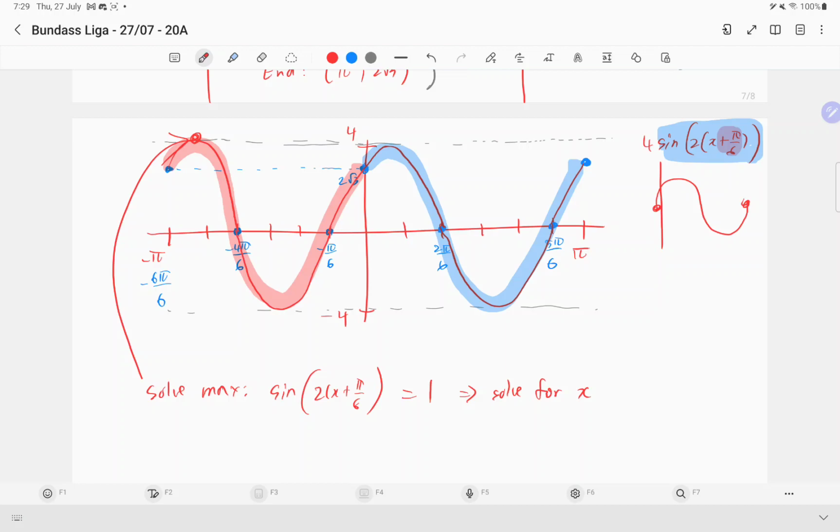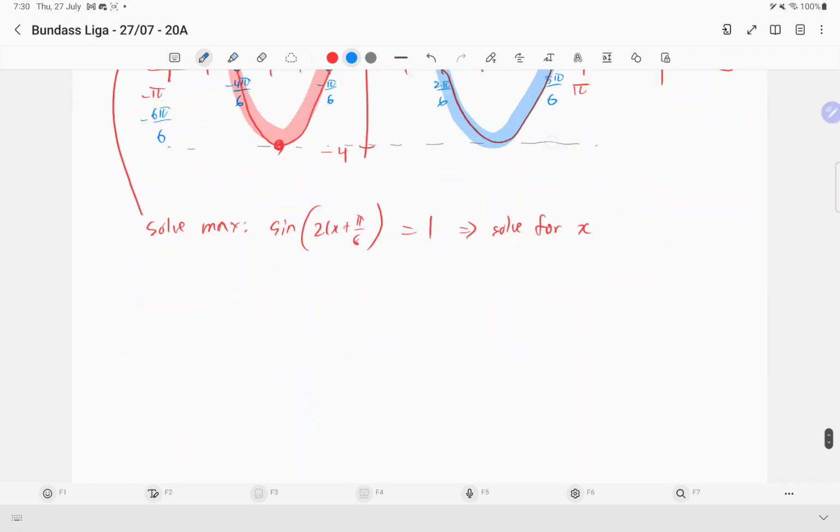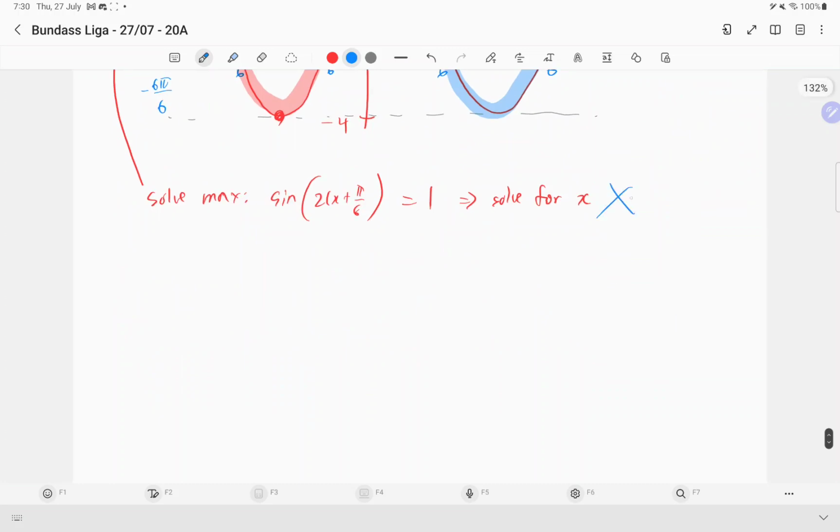Alright, similarly for the minimum, if you want to find the minimum point, you solve for when the sine component is equal to -1. Right, because then the function equals -4. Okay, and then you solve for the x value. You may not actually need to solve for all of that though, because remember, what's the difference between the x value of every major point? Is it 1? No. So this one you actually don't need to solve.